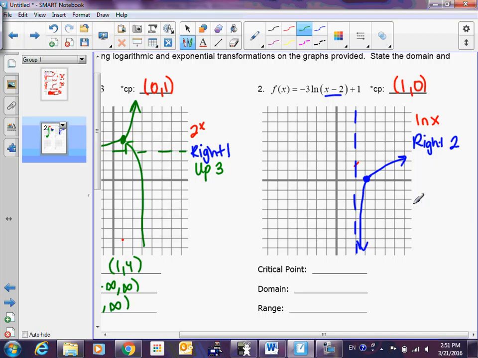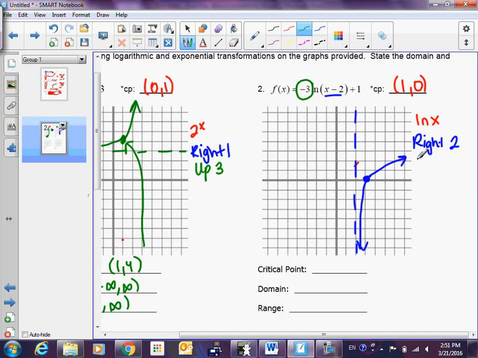Okay, so we didn't have this on the last one, but here we have a minus 3. What is that going to do to the graph? It's going to flip it across which axis?